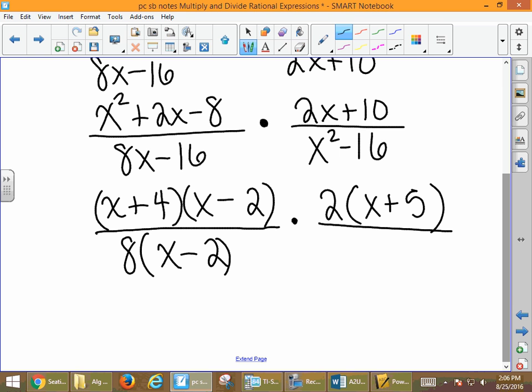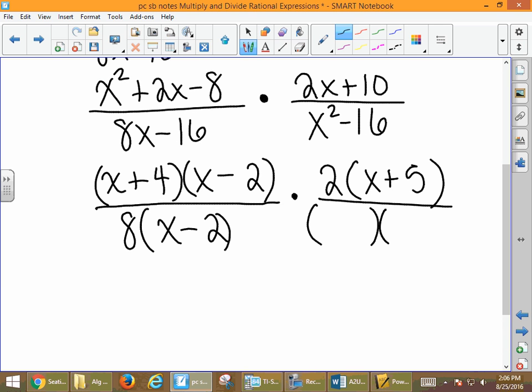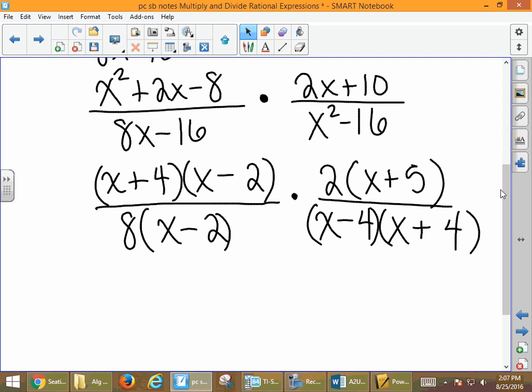And then finally, the one that seems to be the most difficult for us most recently is x squared minus 16. So x squared is x and x. 16 is 4 and 4. Difference between two squares, different signs. And then we need to ask ourselves, do we have anything exactly the same on the top and on the bottom?